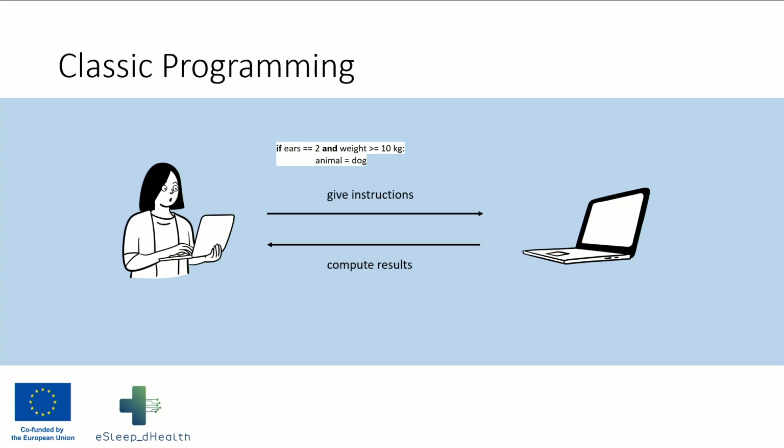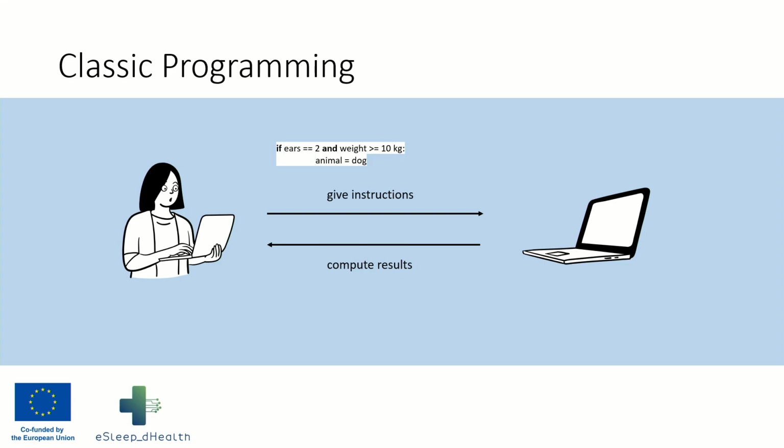Back in classic programming, we as the user would give instructions to a computer, and these instructions would be formulated as rules. For example, this rule could help us to differentiate between a cat and a dog. If the animal has 2 ears and has a weight of more than 10 kilo, then it's probably a dog. Then the computer would take in these rules, and every time it's confronted with a new animal, would check those different conditions and come up with a result.